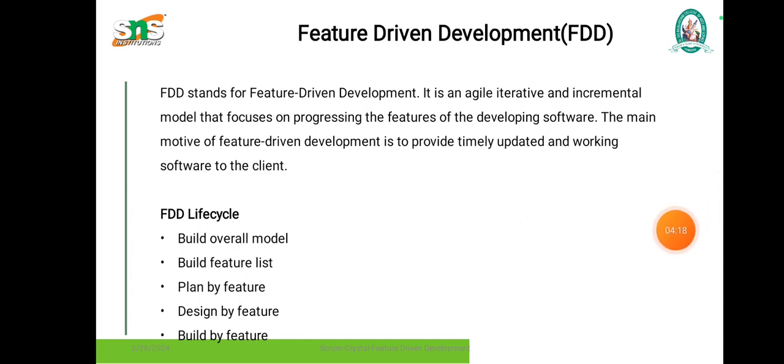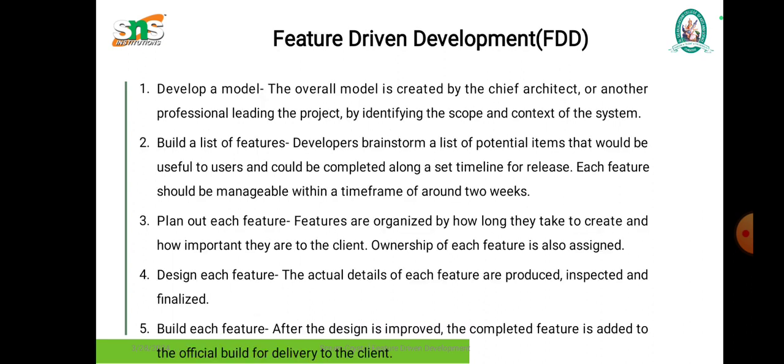The next approach is the Feature-Driven Development approach, also called FDD. It is an agile, iterative, and incremental model, which is focused on progressing the features of the developing software. The main motive of feature-driven development is to provide timely updates and working software to the client. The FDD life cycle represents a key model list: build overall model, build feature list, plan by feature, design by feature, and build by feature.